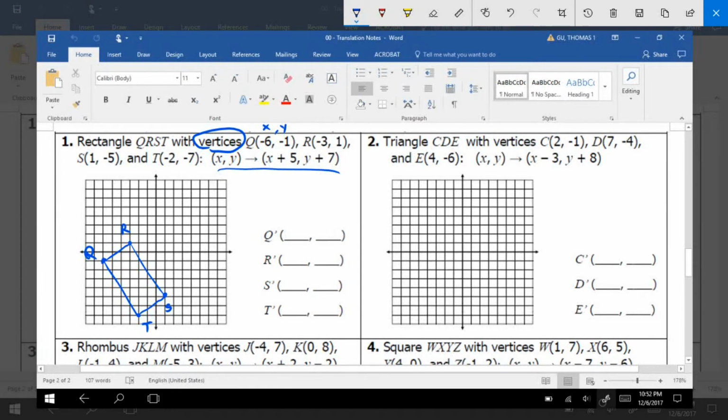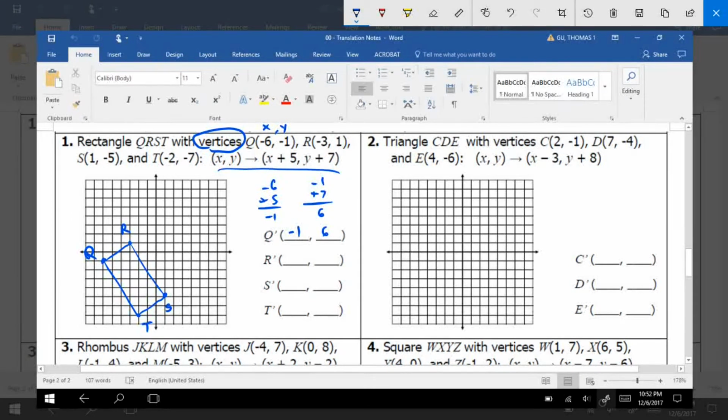So for Q, started at (-6, -1), and we add 5 to the x. What's -6 plus 5? That's -1. So the new Q is going to be at -1. And we add 7 to the original y value, -1 plus 7. It's going to be at +6. So our new Q, the image, is going to be at (-1, 6).